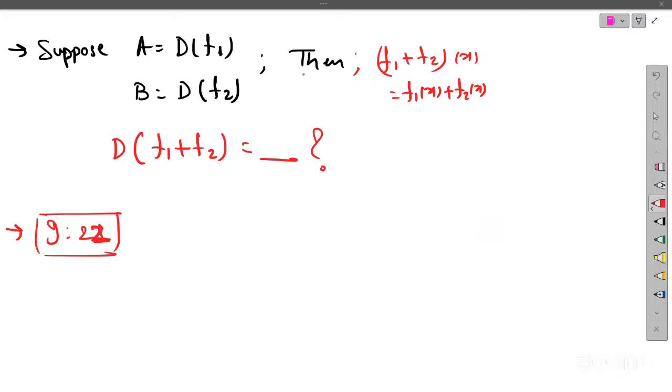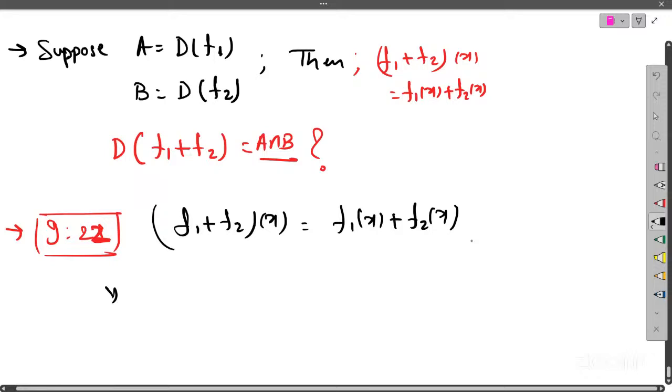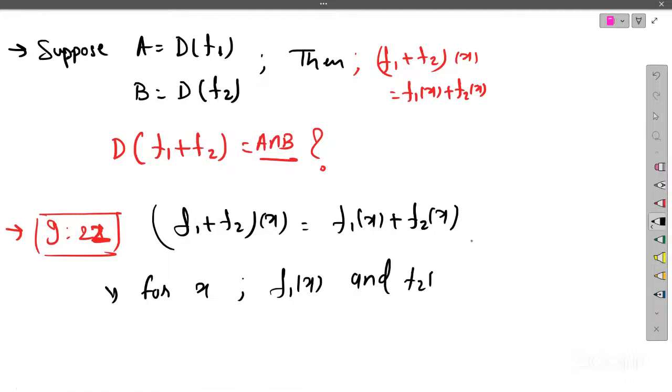Okay, so the answer is correct, A intersection B. Because what do you understand by domain? Domain means at those points the function value should be well defined. So we want to find all those x for which f1 plus f2 of x should make sense, right? So f1 plus f2 making sense is the same as f1 of x plus f2 of x making sense. So that means for x, f1 and f2 should be well defined.